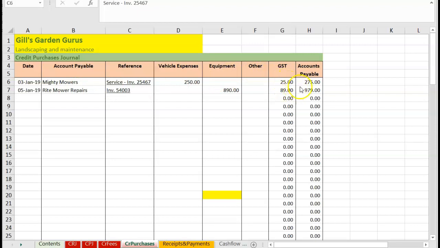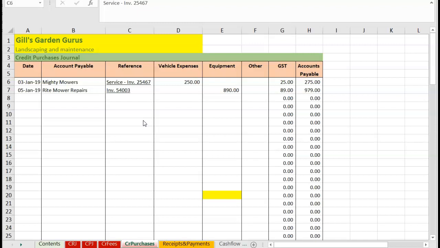So he's given us an invoice which says that we owe him $275, and the normal trading terms would probably be 30 days. So because we're a regular customer, he said, well, you don't have to pay me every time you come in, you pay me once a month, because he's happy to have our business. So we get the invoice, it goes into our credit purchases journal. We know that we owe Mighty Mowers $275 at some stage.